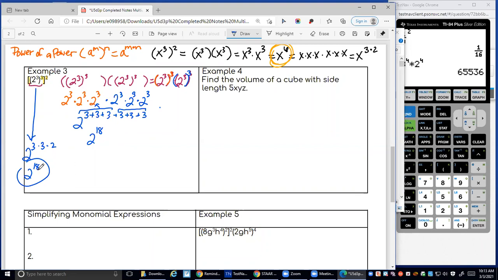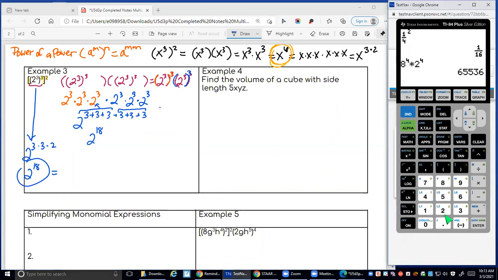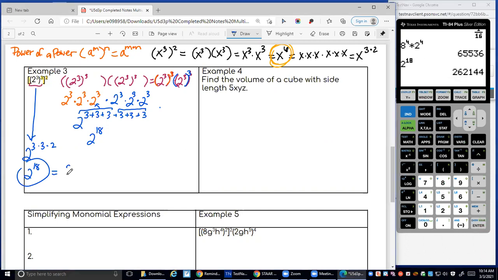Now, keep in mind, it may not be like this on the test. Especially when it's a constant, you're probably going to take it to your calculator too. You have a caret right here. That button is called a caret, and it will let you enter any kind of exponent you want. You can put 18. And this is equivalent to the answer of 262,144. Okay, and that's how you get that.